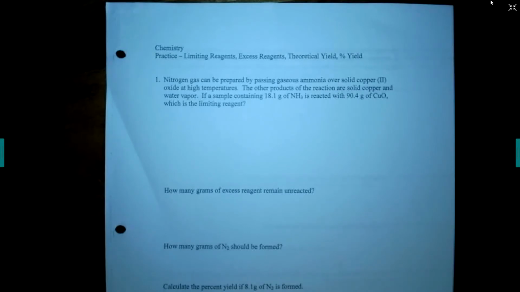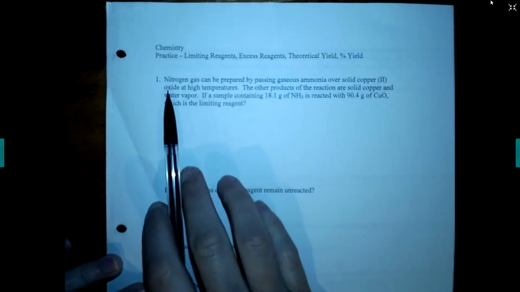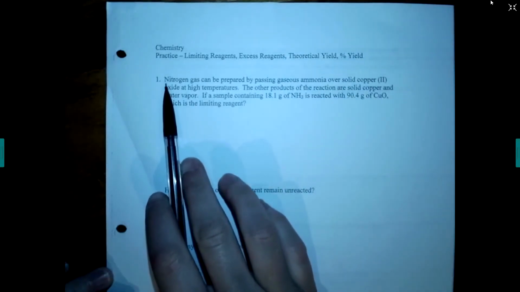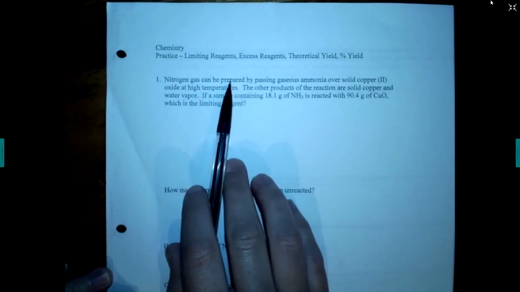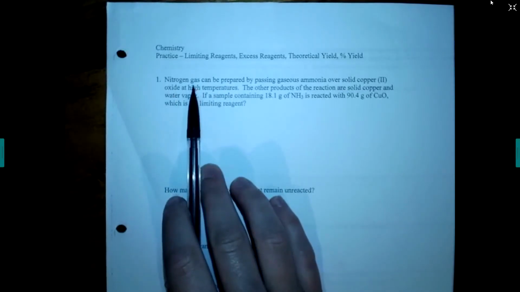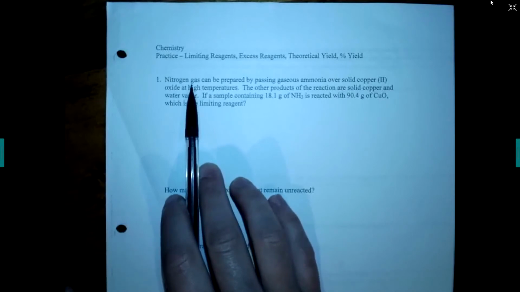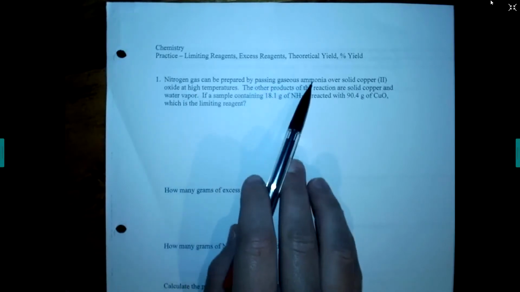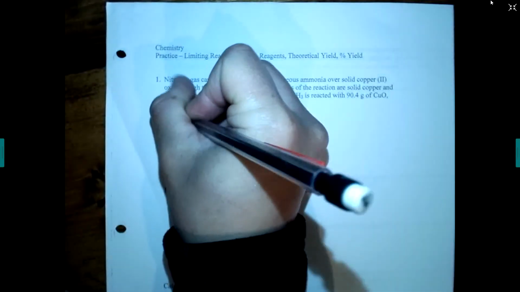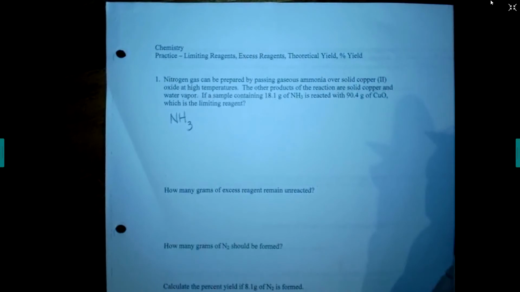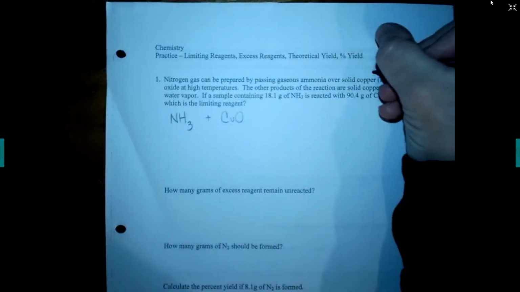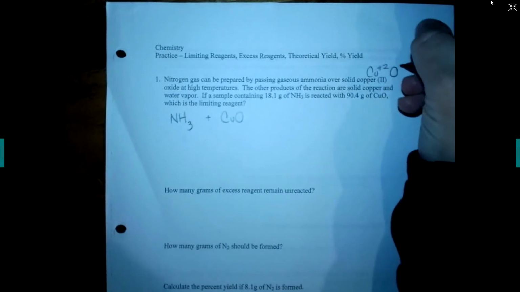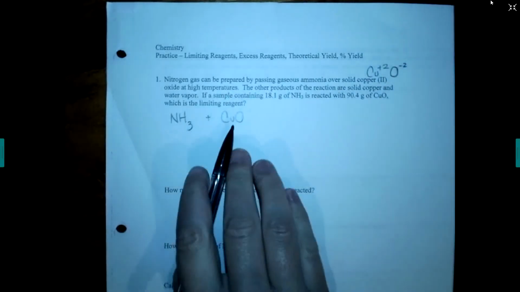So before we go on, let's go ahead and write our balanced equation. This was worded a little confusingly, but let's go back and see if we can figure out what our reactants are. Nitrogen gas can be prepared tells us that nitrogen is going to be one of the products. So how is it prepared? It's prepared by passing gaseous ammonia. So ammonia is NH3. Passing gaseous ammonia over solid copper 2 oxide. So that's your other reactant. By the way, copper 2 oxide, copper has a +2 charge, oxygen is -2, so those cancel out. So I don't need any subscripts here.